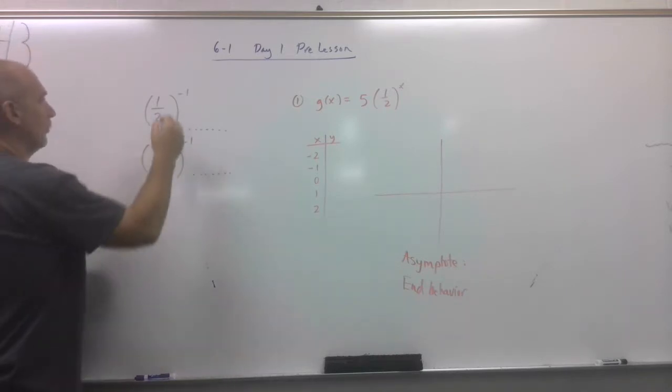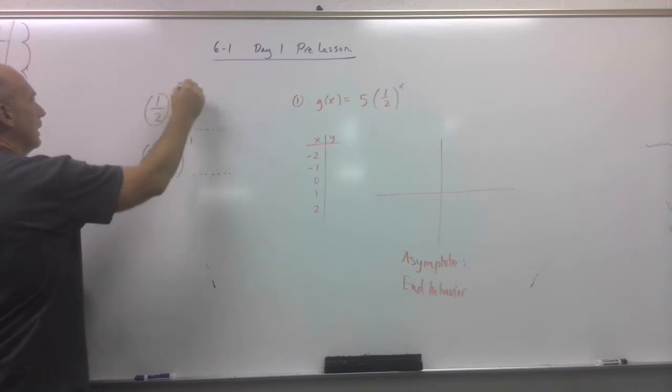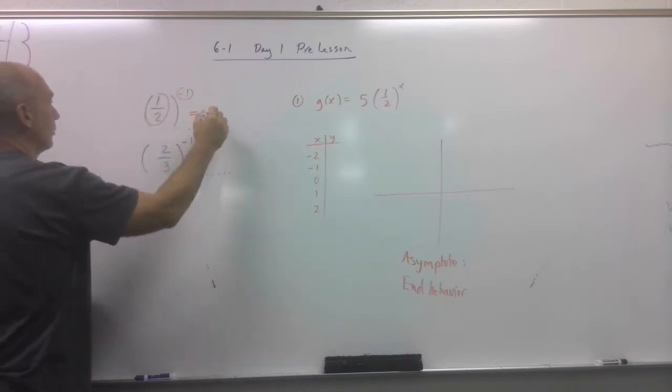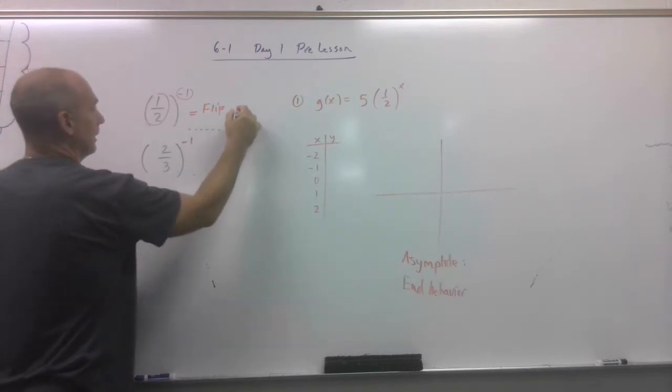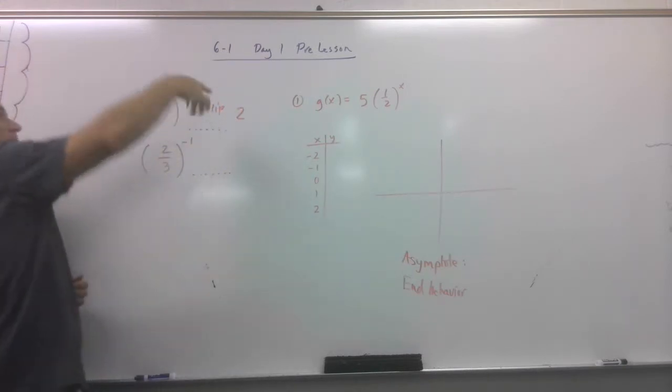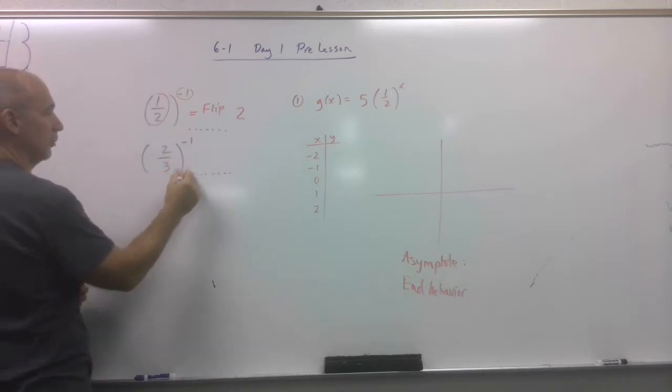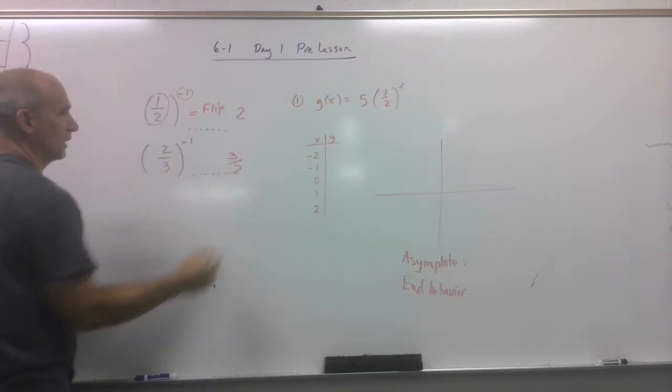So what do you do if you have a fraction with a negative exponent? And I'm not going to talk about it much. You just flip it. So that's going to equal 2. It's just flipped, 2. So how about this one? That'd be the same thing as 3/2.